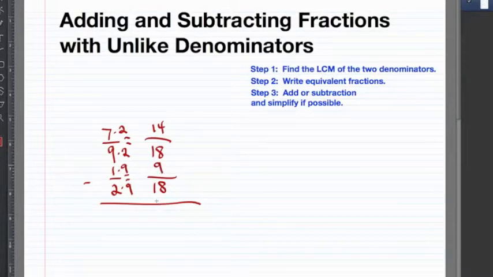So now I'm left with 14/18 minus 9/18. So 14 minus 9 is going to give us 5, and I'm going to keep my denominator of 18. So 7/9 minus 1/2 is 5/18. And let's take a look at one more example.